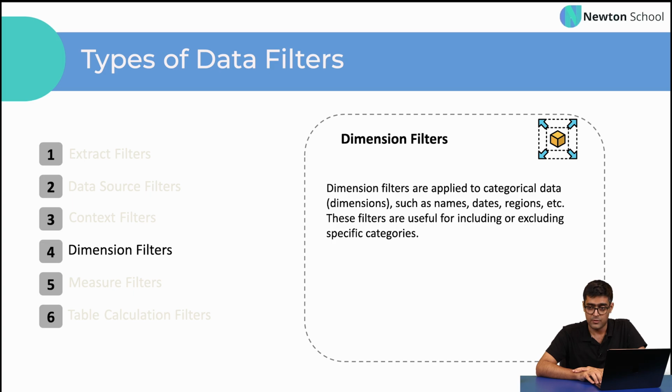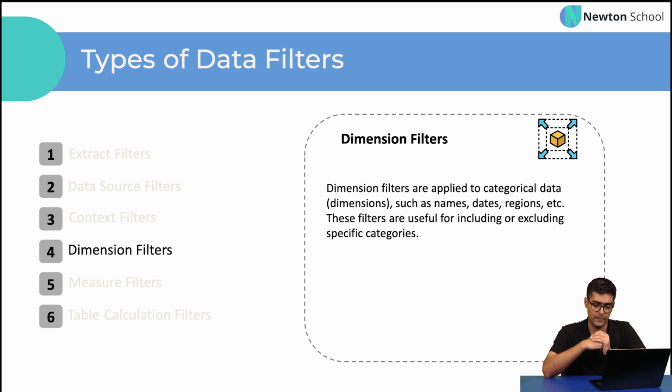In dimension filters, if you remember, I explained in brief in the last video what dimensions are and what measures are. Dimensions are categories, measures are values. Example, men and women are dimensions. It's a category, men, women. Gender has two categories, men and women. Men can be of a certain age, women can be of a certain age, which is a numerical value. That's a measure. So these are dimensions and measures.